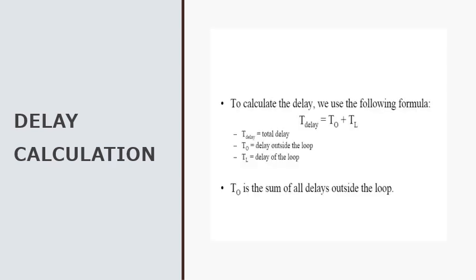To calculate the delay, we use the following formula: T delay is equal to T naught plus TL, where T delay is the total delay, T naught is the delay outside the loop, and TL is the delay of the loop, right? T naught is the sum of all delays outside the loop.